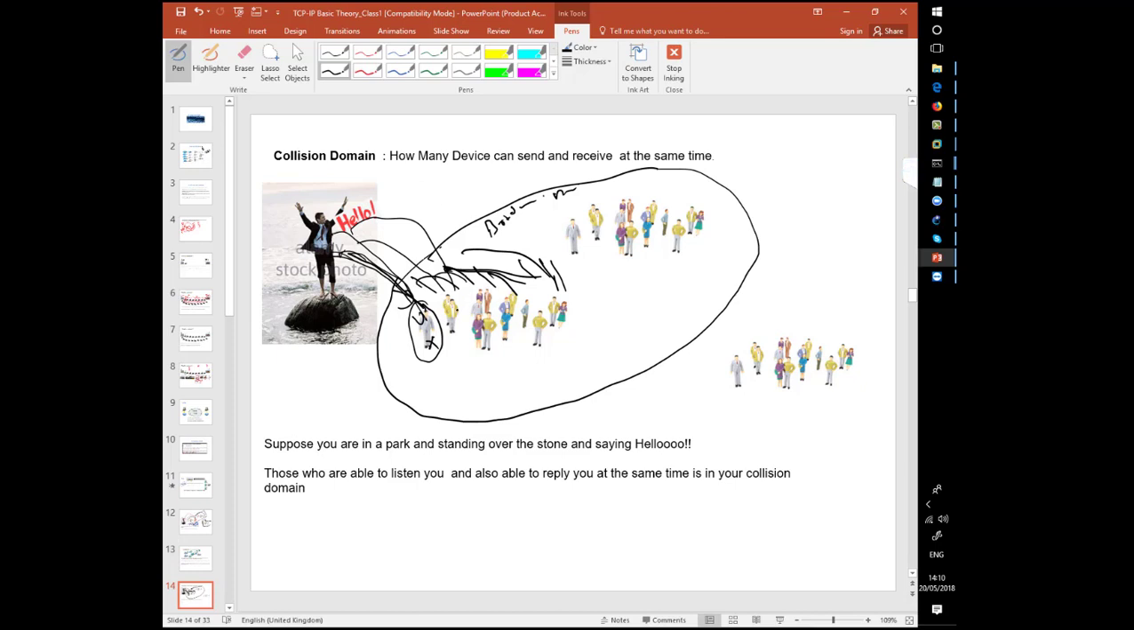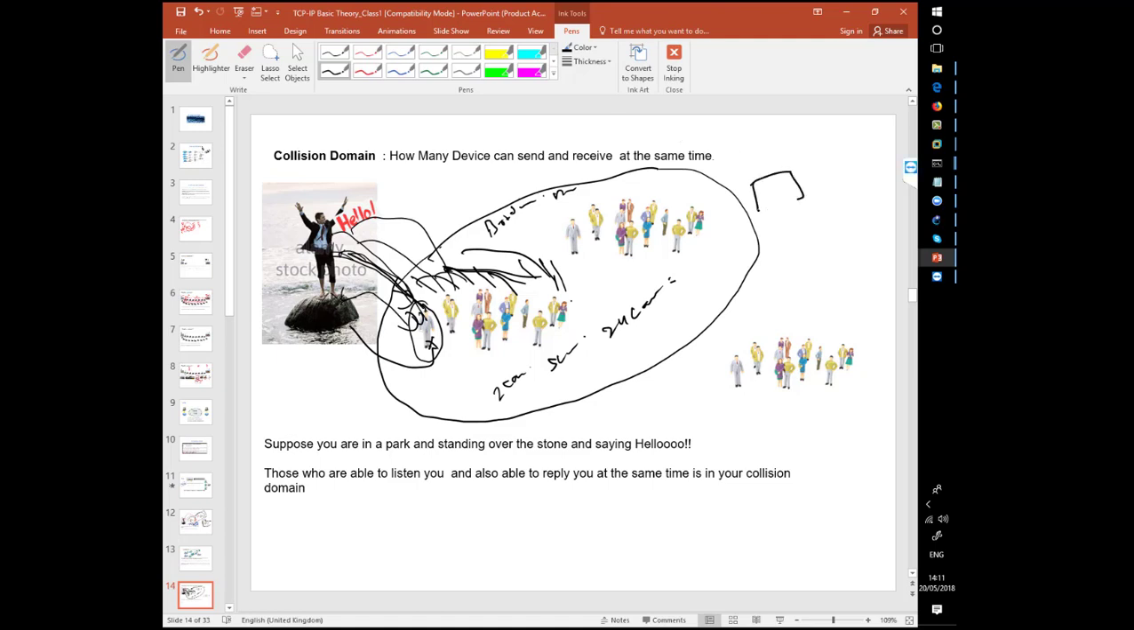If you are able to speak to two people at the same time, you have two collision domains. If you are able to speak to five people at the same time, you have five collision domains. If you are able to speak to 24 people at the same time, you have 24 collision domains. But if you are able to speak to only one person at the same time, you have one collision domain. So in a hub, you have one broadcast domain and one collision domain. It means whatever you are sending to the hub will be received by everyone, but you are able to communicate with one PC at one time.